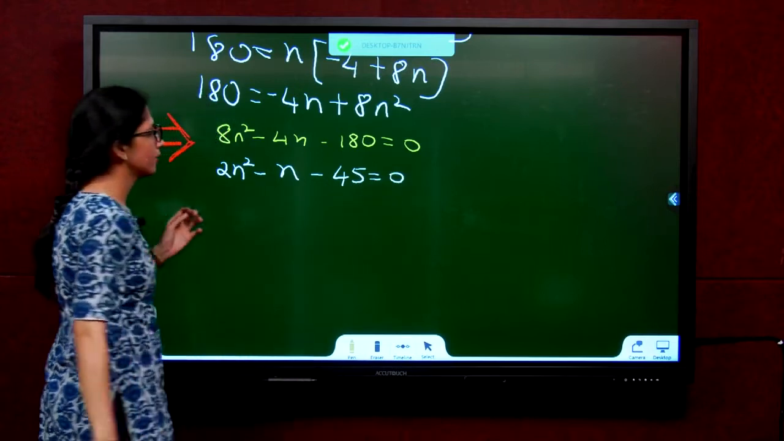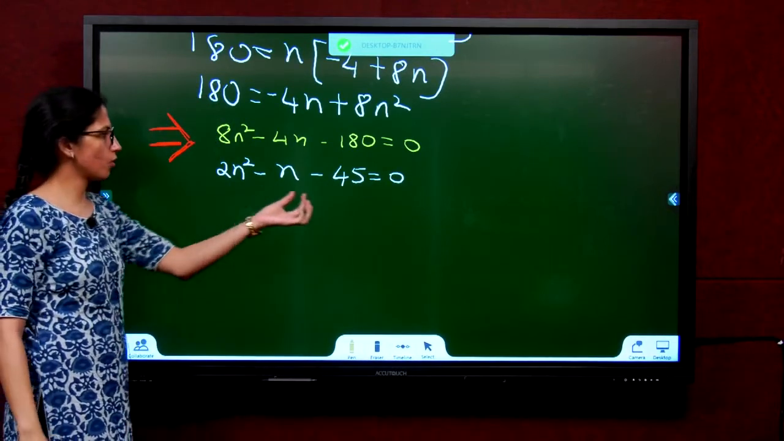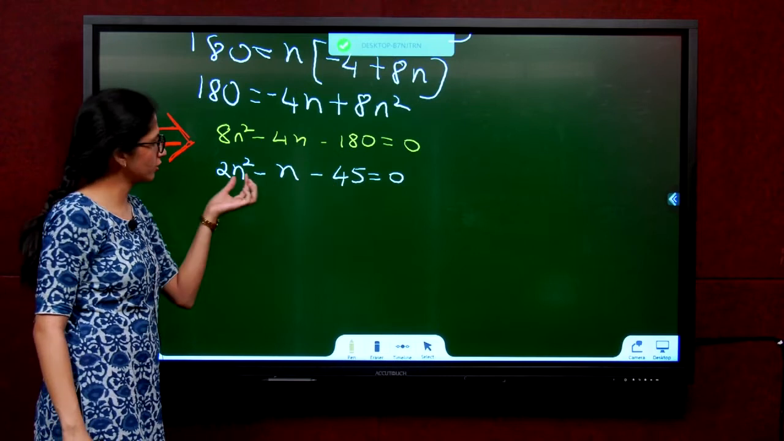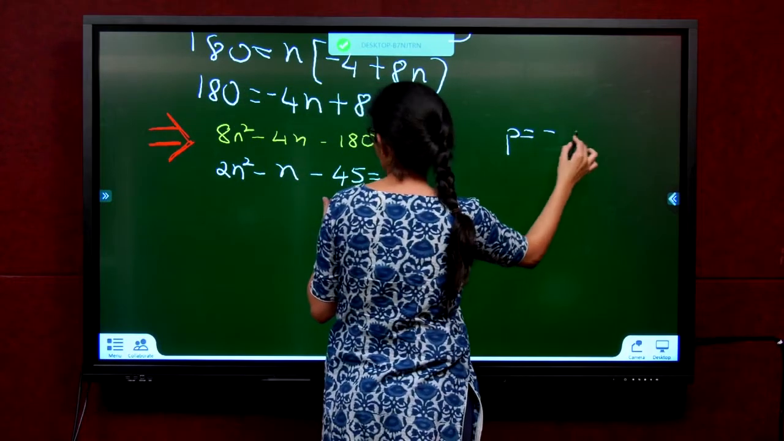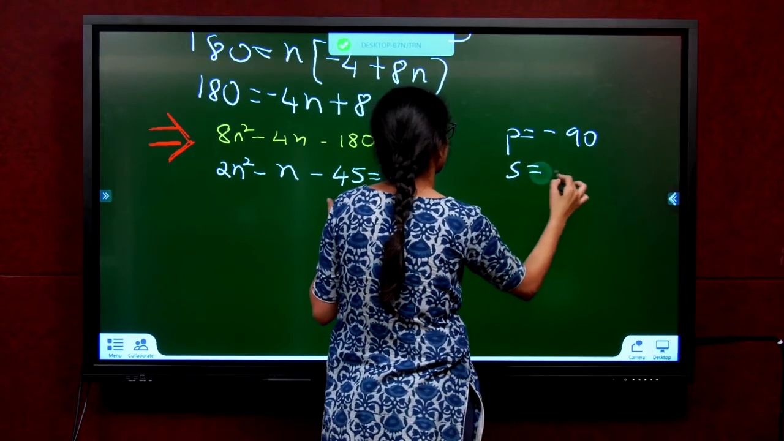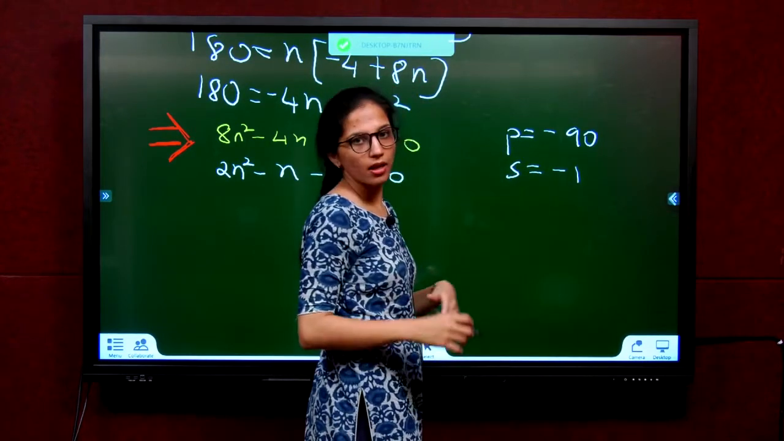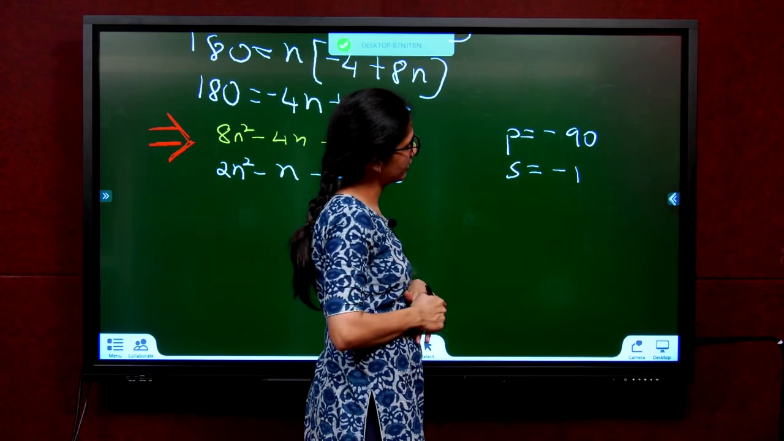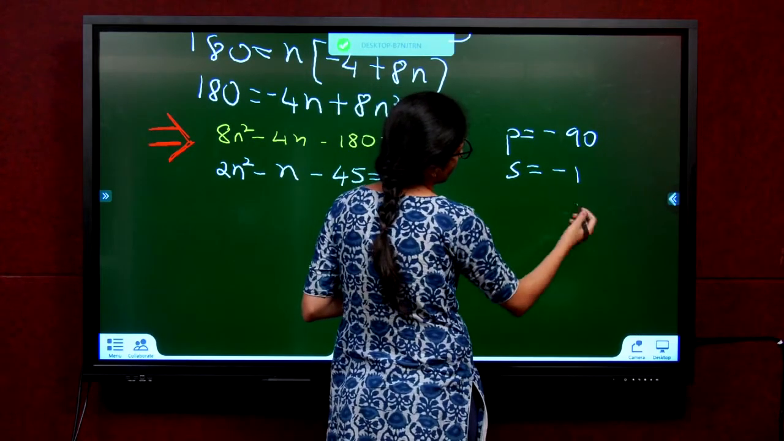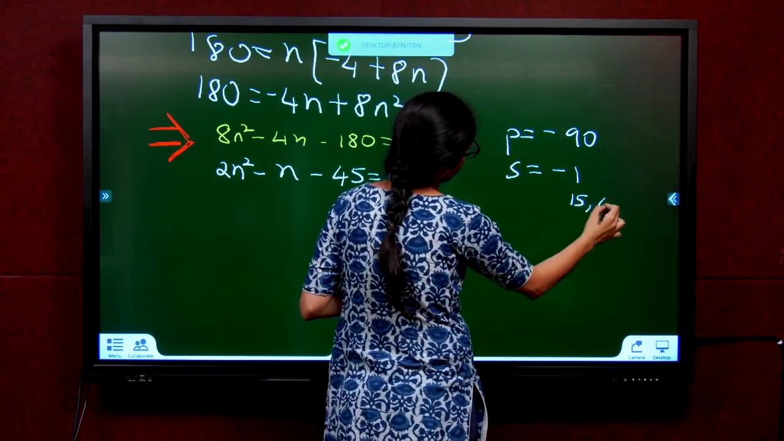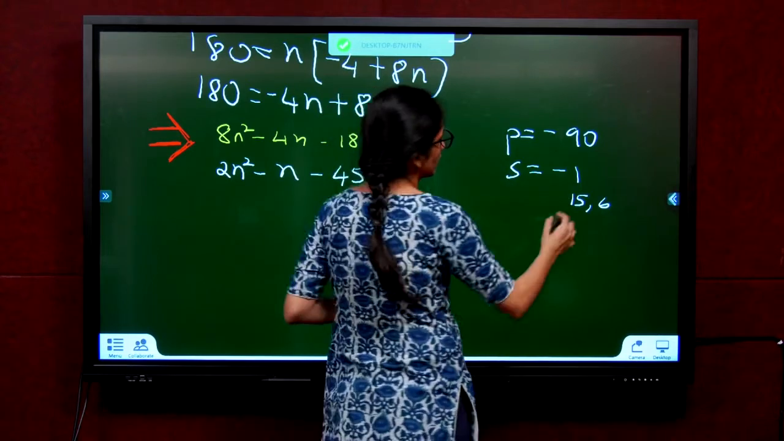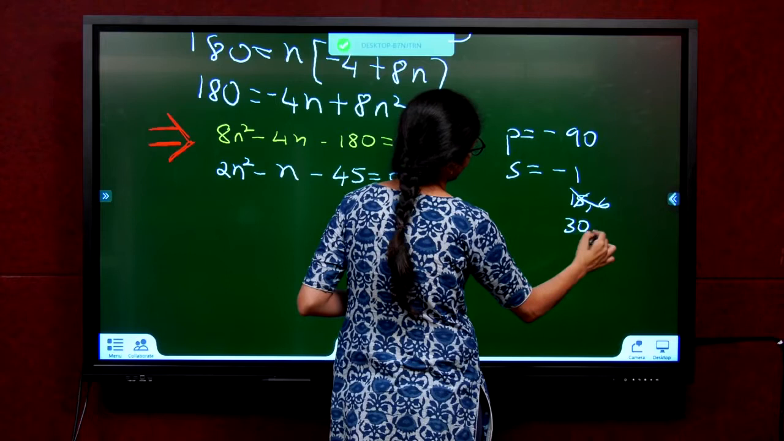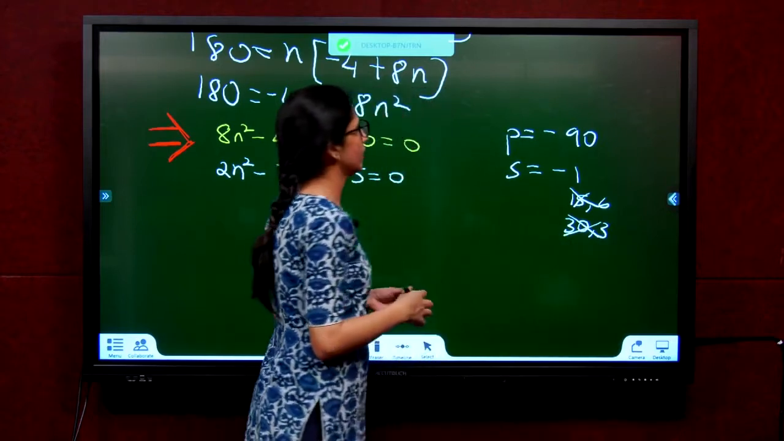So you have to find the product of these two. 2 into minus 45. How much is 2 into minus 45? Product is minus 90 and the sum is minus 1. Can we find two numbers where we get 90 and 1 like this? Let's try. For 90 you can go with 15 and 6. It will give you 90, but will it give you minus 1? No. 30 and 3? No. So I am not able to guess it.